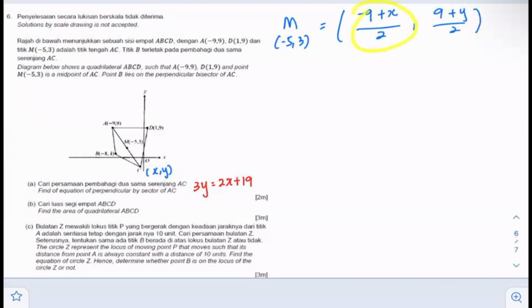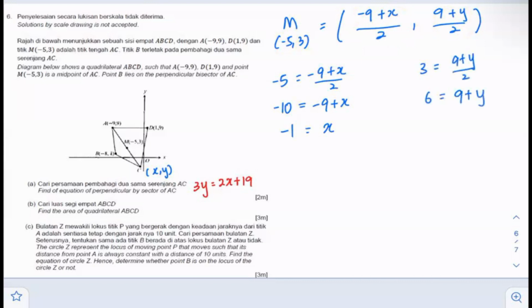And we compare the x to x, y to y. So negative 5 equal to negative 9 plus x divided by 2. Negative 10 equal to negative 9 plus x. So x equal to negative 1. 3 equal to 9 plus y divided by 2. 6 equal to 9 plus y. And y equal to negative 3. So we have the xy here become negative 1 and negative 3.